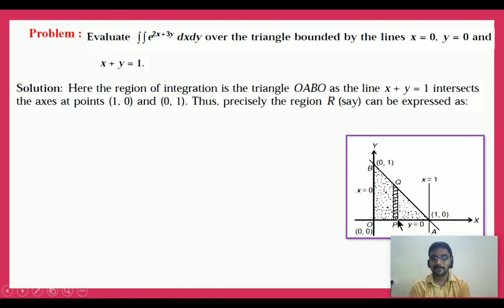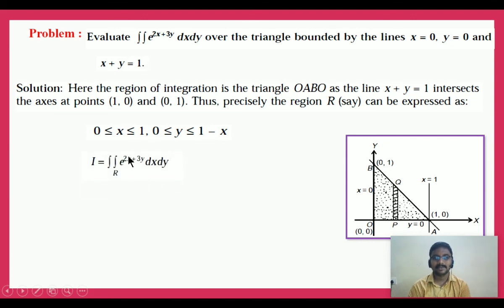The strip's lower part touches the x-axis, so that y equal to 0. The strip's upper part touches the line x plus y equal to 1, which implies y is 1 minus x. Thus y limits are obtained: y varies from 0 to 1 minus x. And x limits are the ordinates here, 0, 0 and 1, 0. Clearly x varies from 0 to 1. So x varies from 0 to 1 and y varies from 0 to 1 minus x.